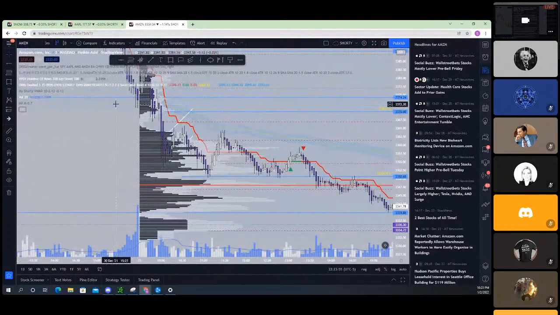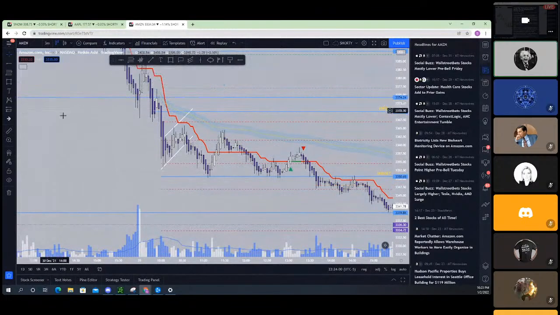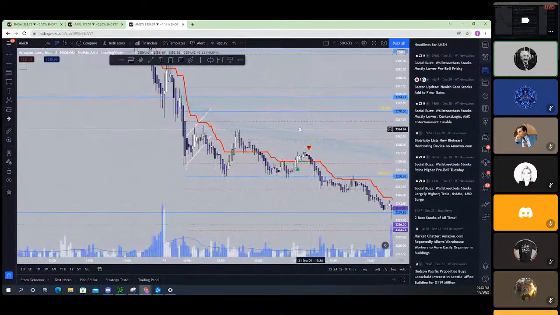So for instance, I'll just hide this. I can't get a good color scheme on the volume profile. I messed up my previous one.